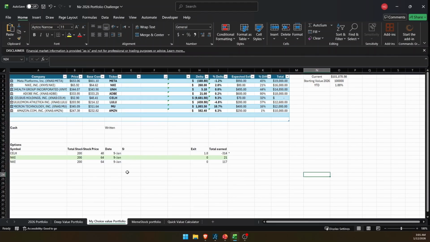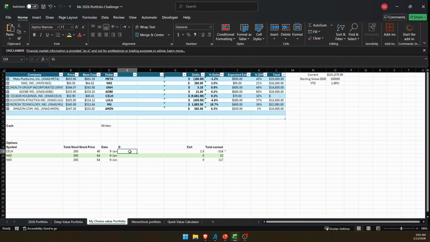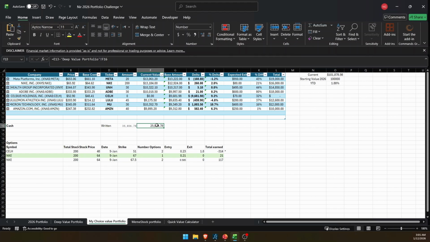So I obviously have more cash. In my choice value portfolio, Celsius got called away at 51, which I guess is fine. I'll just rebuy it at 53, so I just skipped out on that move from 51 to 52.9, whatever it is. And Nike, I did the same roll as the previous one, 67.5 this week. So now I have 25,000 in cash in this portfolio. I'll just rebuy Celsius with that.